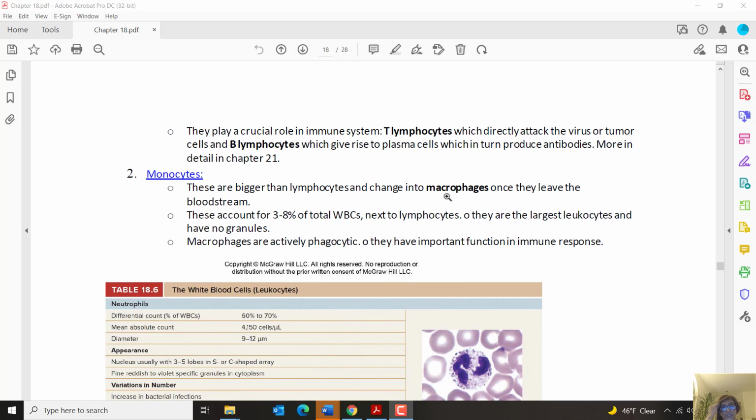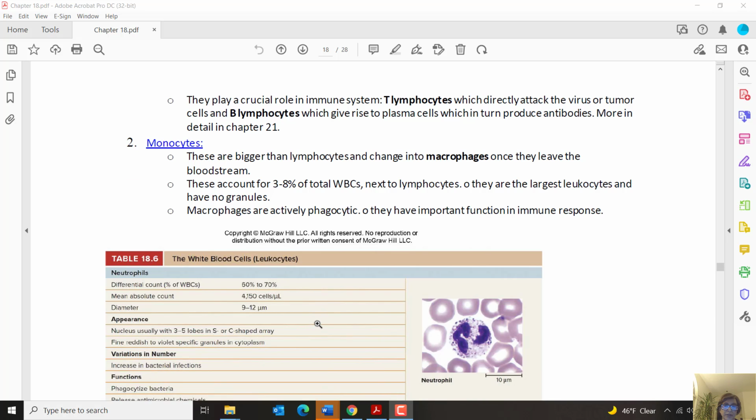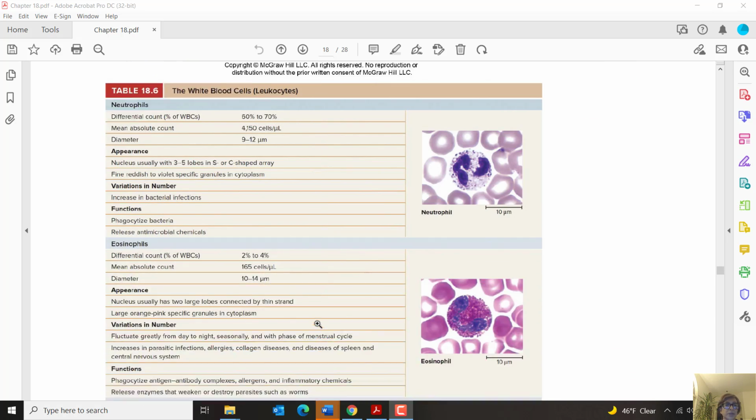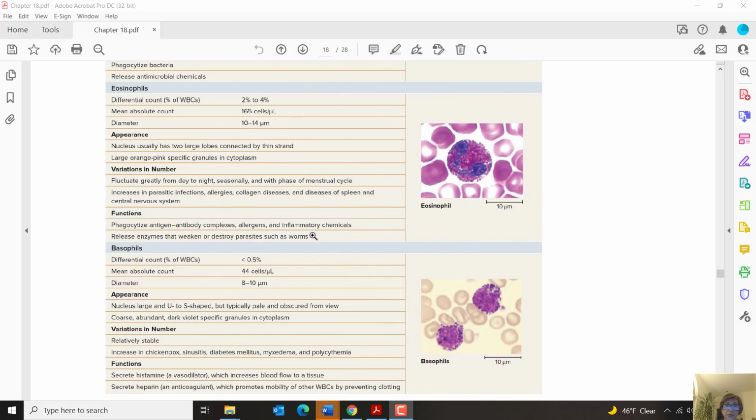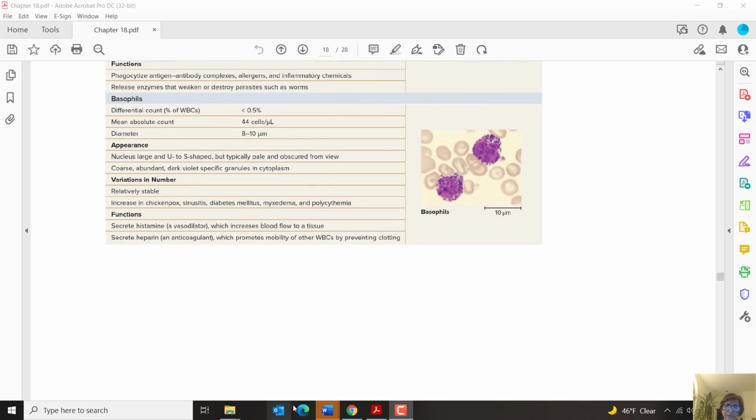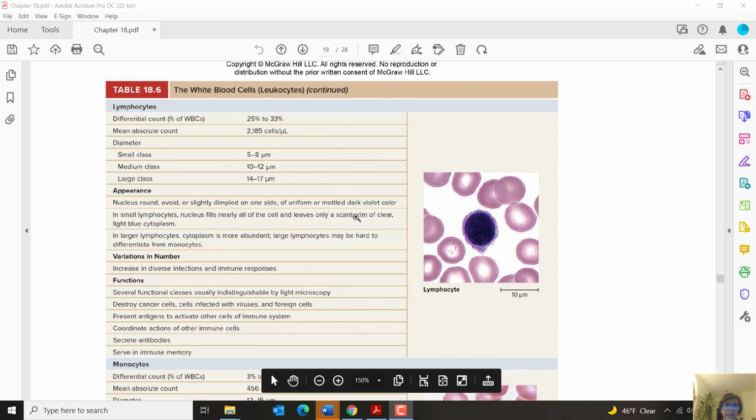Their main job is to turn into macrophages, and these are the largest leukocytes, and they're very, very actively phagocytic. So they do have an important function in the immune system by cleaning up the debris. After the neutrophils attack and kill the bacteria, macrophages come and clean up the area by being phagocytic. So this is a nice table where you can read all this important information that I just talked about.